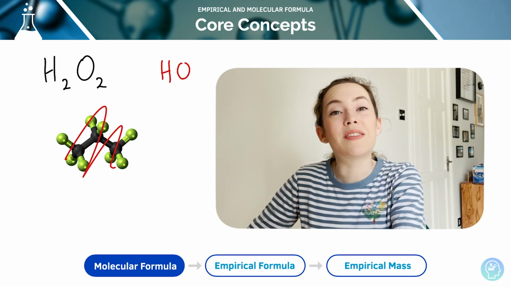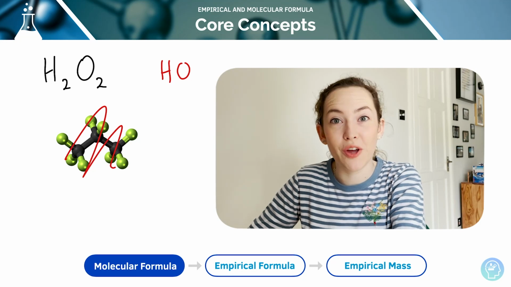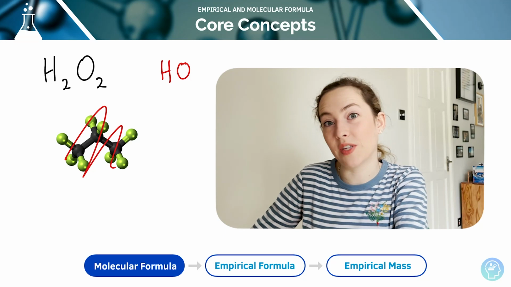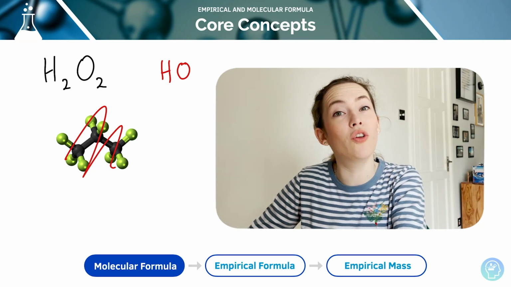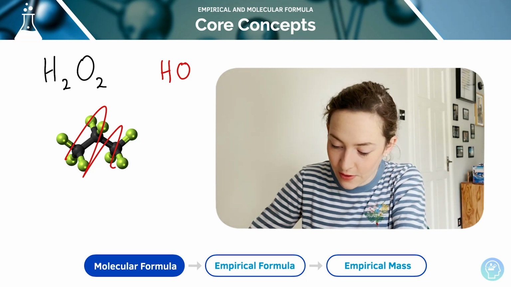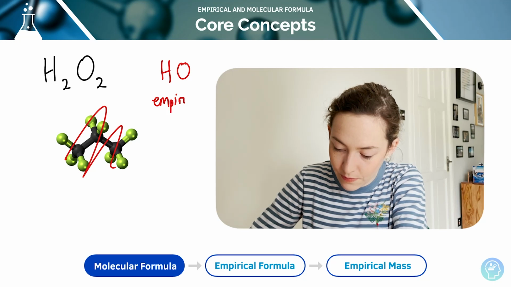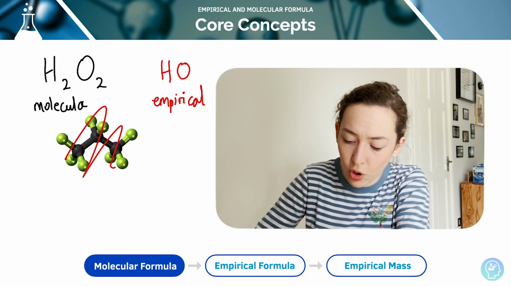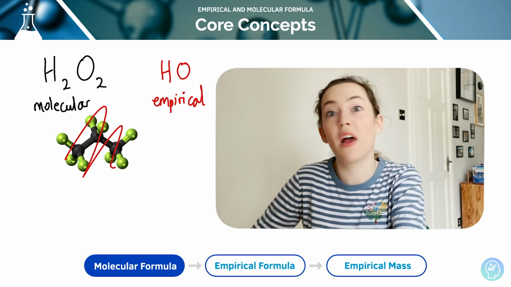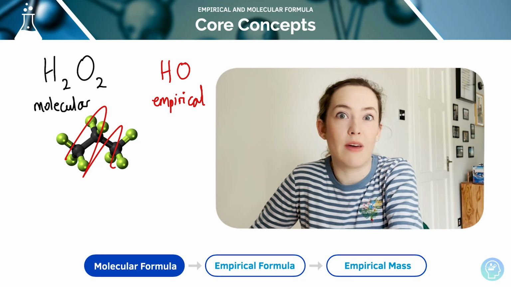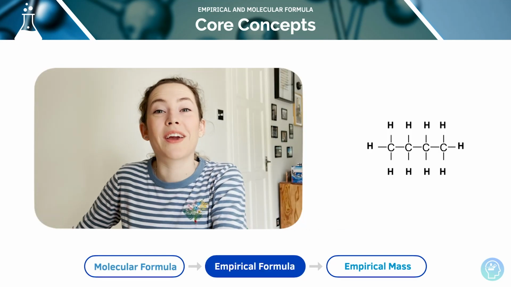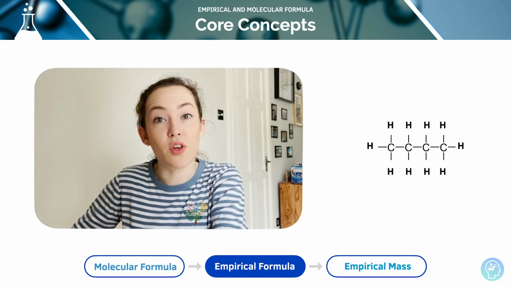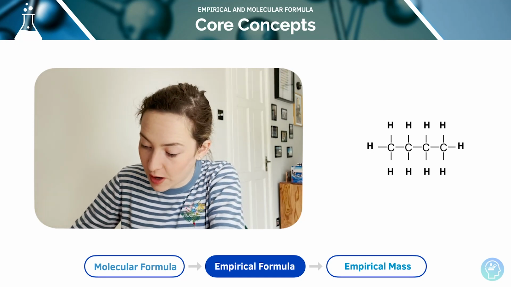The empirical formula is the simplest whole number ratio in the molecule. So the empirical formula being HO tells me that for every 1 hydrogen, I have 1 oxygen. So that's our empirical formula, and that's our molecular. For some molecules, their empirical formula and their molecular formula are the same, but for lots of molecules, they're not. Like I said, the empirical formula is the simplest whole number ratio of atoms of each element in a compound.